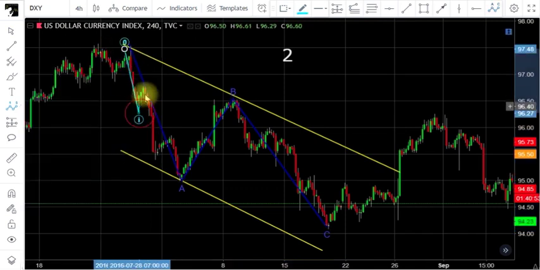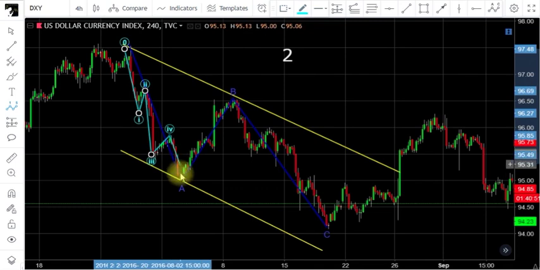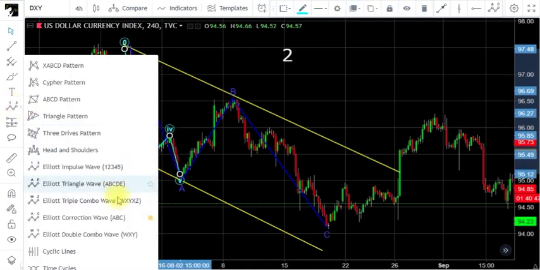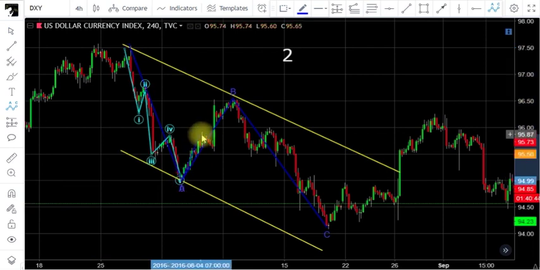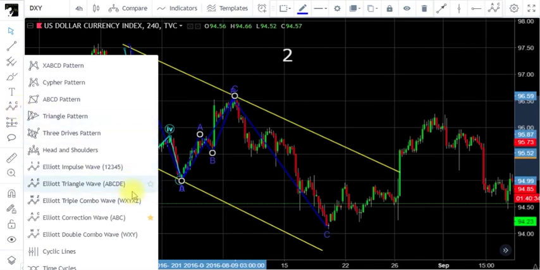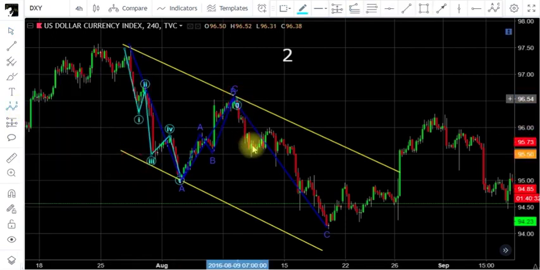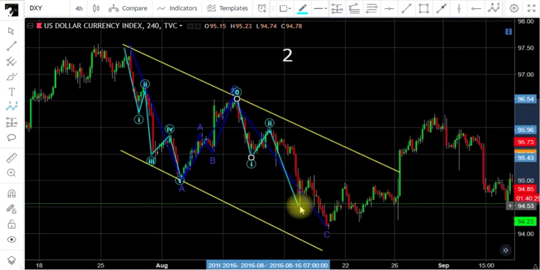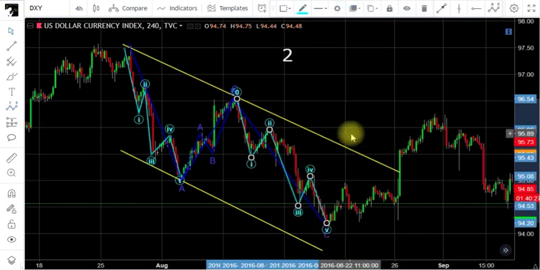And it's something along the lines of 1, 2, 3, 4, 5. Beautiful little impulse down. And then here we have A, B, let's call that C, because that's got 3 waves in it as well. And then this last one here has 1, 2, 3, 4, 5. Another little impulsive move down. So we'll get a 5, 3, 5.